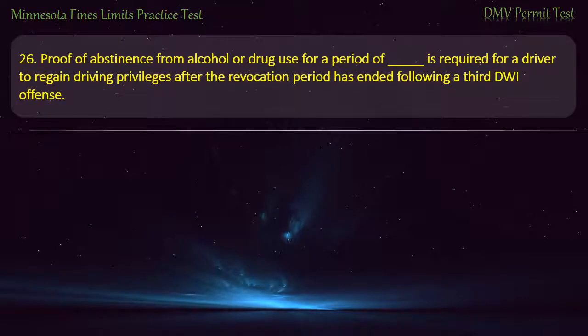Question 26. Proof of abstinence from alcohol or drug use for a period of blank is required for a driver to regain driving privileges after the revocation period has ended following a third DWI offense. 1 year, 60 days, 90 days, 6 months. Answer. 1 year.